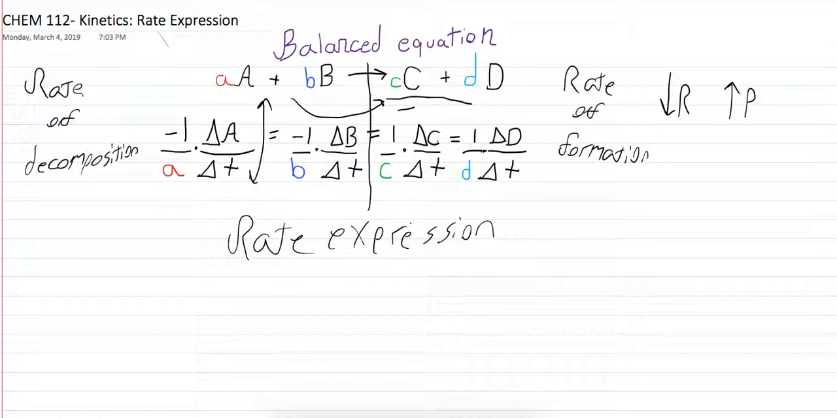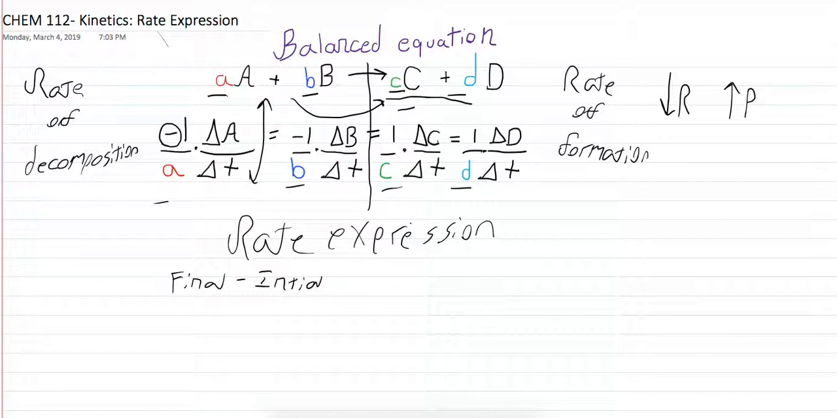If you look at the coefficients out in front for the balanced equation, you have a, b, c, and d. These are found in your rate expression. Now it's 1 over the coefficient: 1 over a, 1 over b, 1 over c, and 1 over d. The only difference for the reactants is that you have a negative sign, and that is a very useful negative sign. When we have a change in anything, you have final minus initial, and that can be change for absolutely anything.